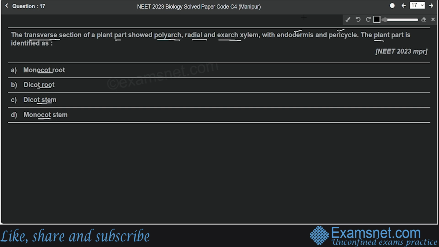So we know that radial vascular systems are present in the roots. That means we are talking about the roots. And polyarch and exarch type of xylem are found in monocot roots. These conditions are found in monocot roots. That means we are talking about the monocot roots. So option A will be the correct answer.